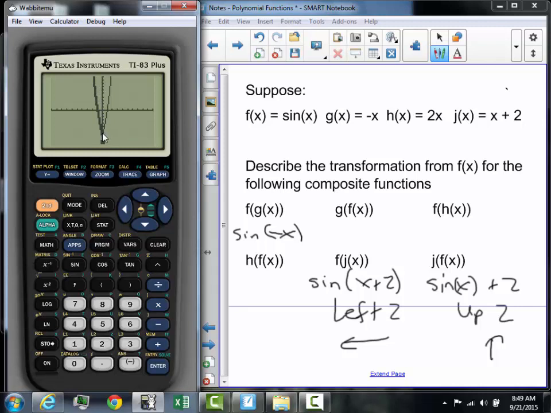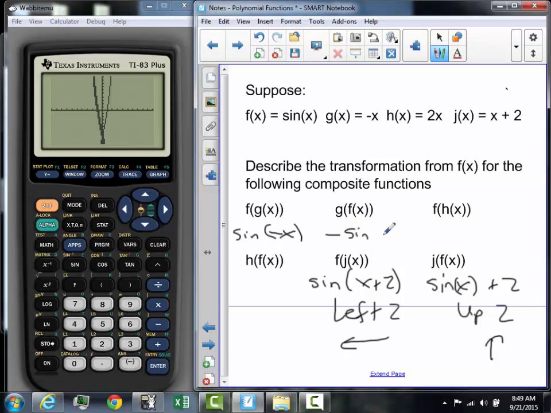Sine's not a great graph to show that one with because sine was kind of symmetrical either way, so that might not be the best choice. Let's try this next one here: g of f of x. What would that mean about the function in terms of writing it out? It would be negative sine x. If putting a negative inside the brackets makes it flip this way, any idea what a negative outside the function is going to cause it to do?